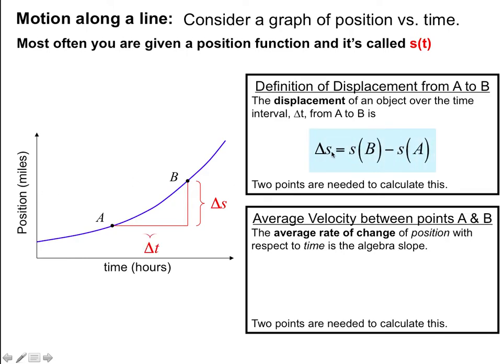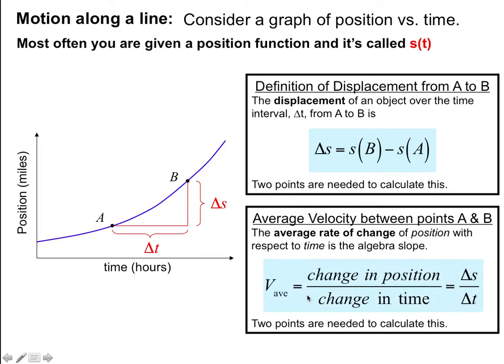So our displacement can be defined as our final position at B minus our initial position at A. The average velocity then, again, you see the phrase average, you know velocity is a rate. So we have to look at average velocity as an average rate. Then we're talking about our algebra slope. So if we had to highlight this, we would highlight average velocity, average rate, algebra slope. Those all mean the same things.